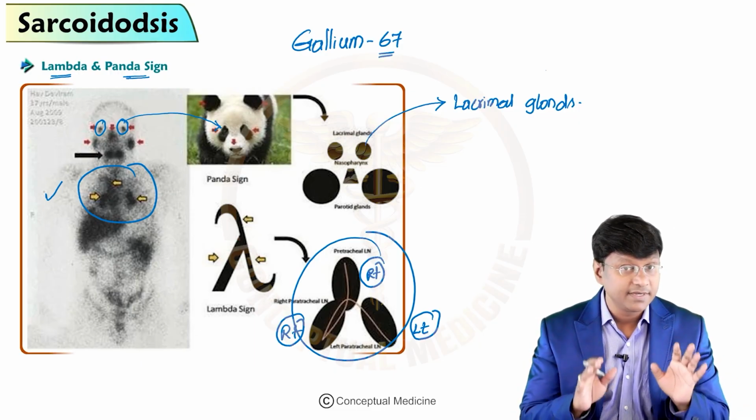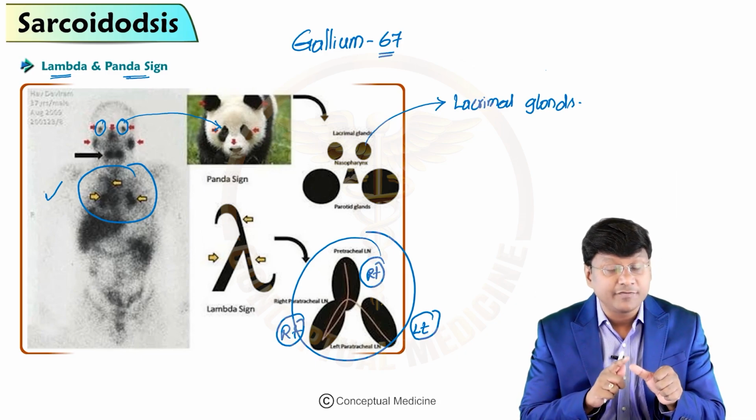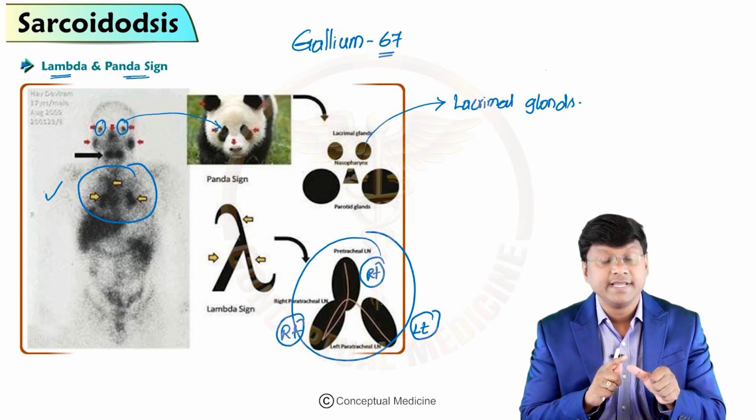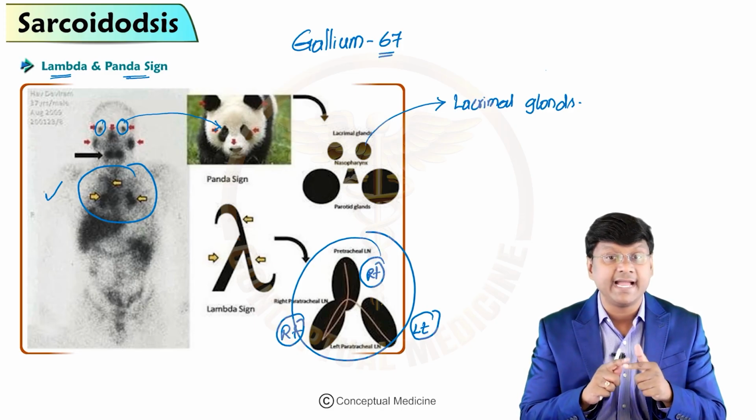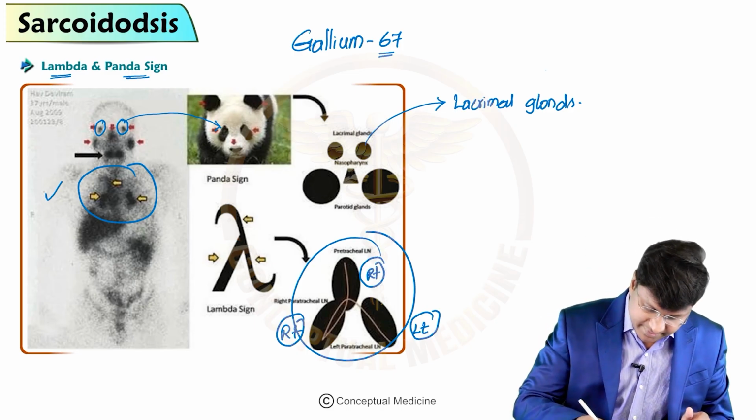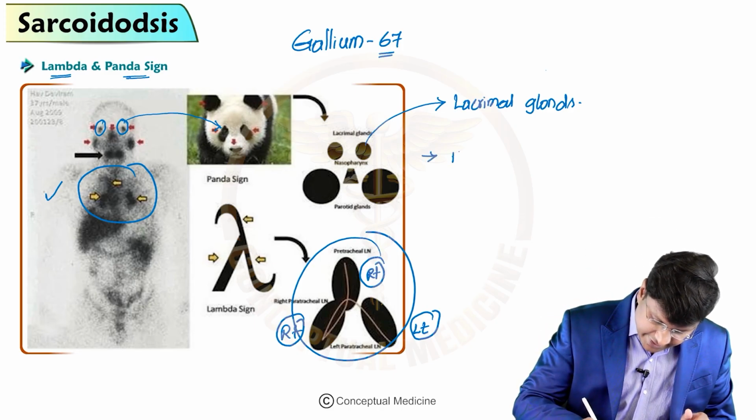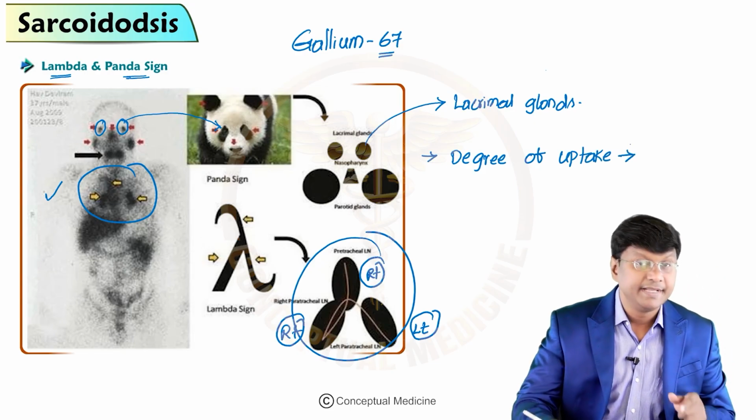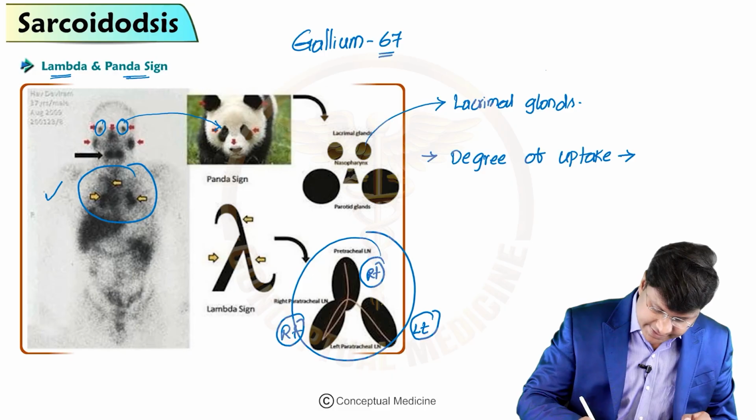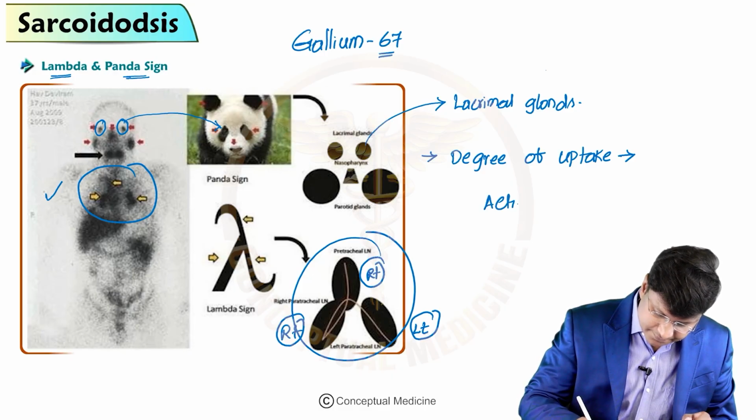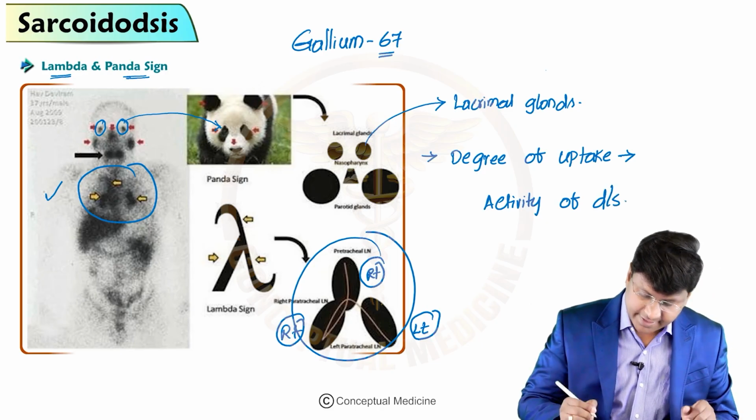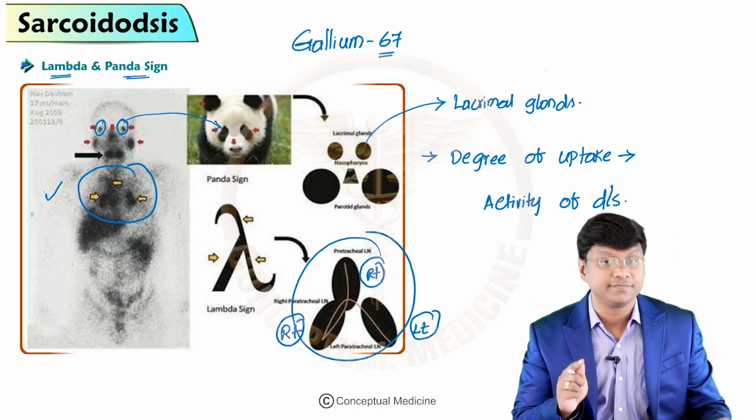Another important point: the degree of uptake of gallium-67 completely depends upon the activity of the disease. So please remember this point. The degree of uptake completely depends upon the activity of the disease.